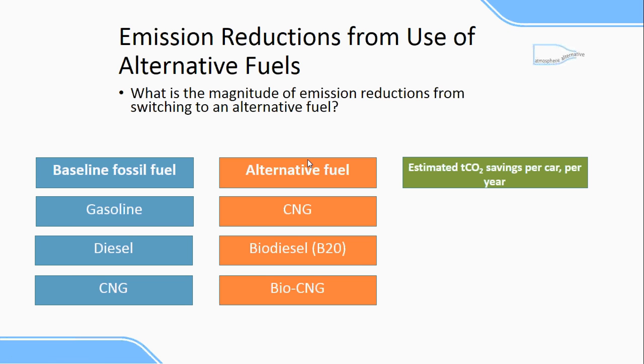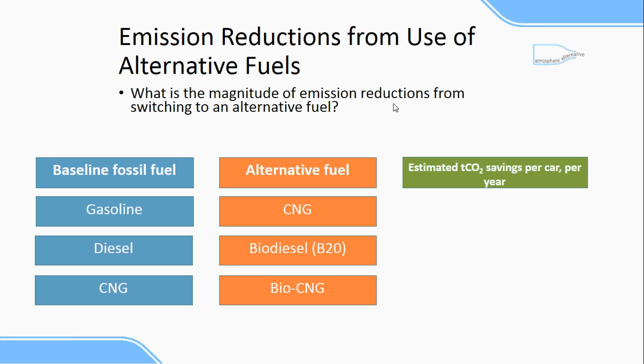Now, as we talk about these alternative fuel projects, I wanted to also give all of you an idea about what the magnitude of emission reduction can be from switching to an alternative fuel. So each of you, wherever you are, you're welcome to maybe write down on a piece of paper what you think the estimated CO2 savings per car per year are for these different types of switches, and then we'll see how that compares to what emission savings might be from each of these types of switches to alternative fuel.